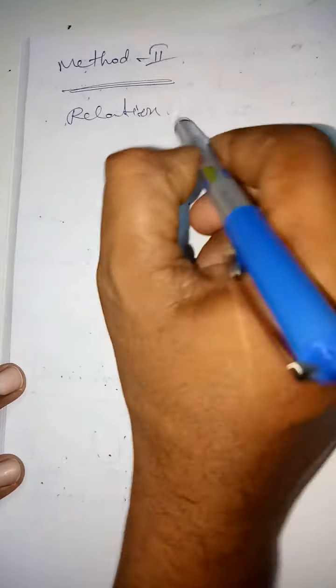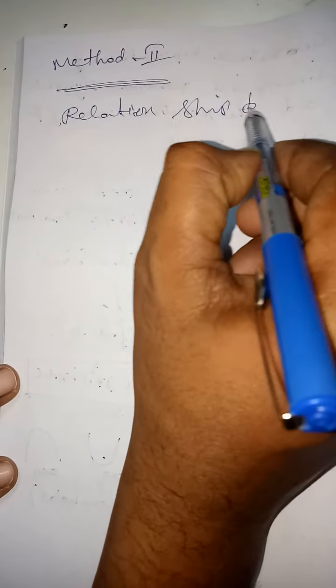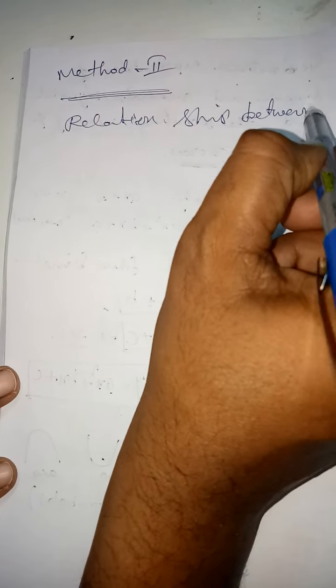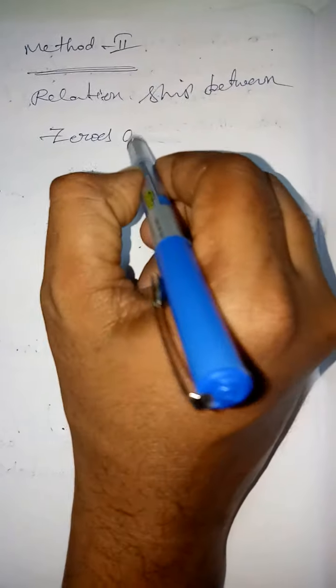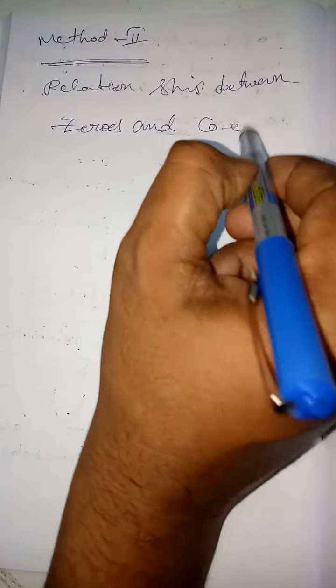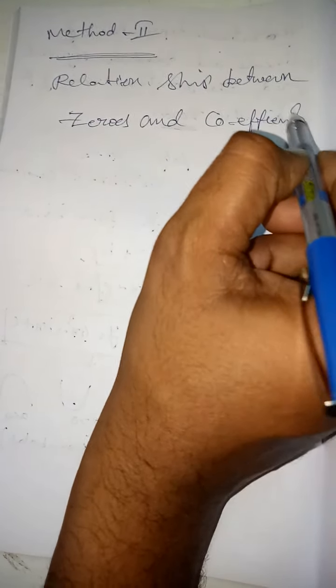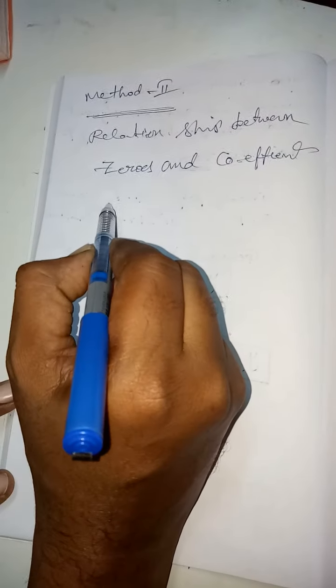Second method, the relationship between zeros and coefficients. This is very important. What is a zero, what is a coefficient? Just for example, I'm explaining.